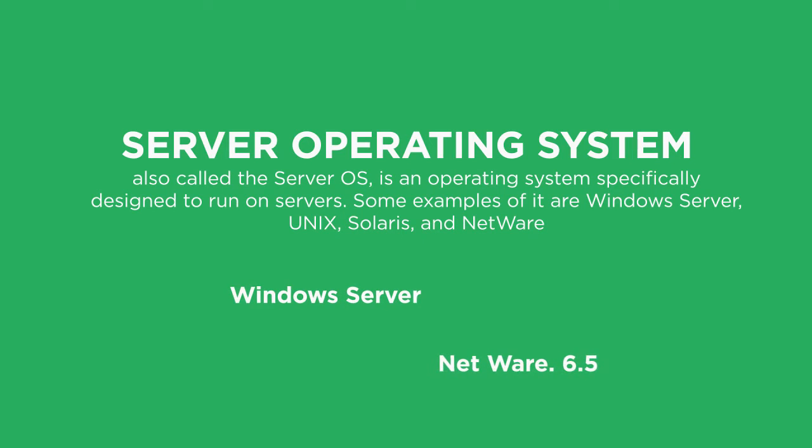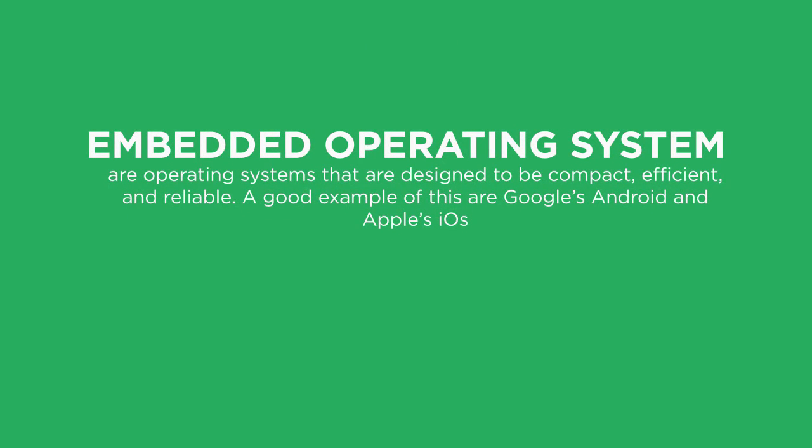Server operating system, also called the server OS, is an operating system specifically designed to run on servers. Some examples of it are Windows Server, Unix, Solaris, and NetWare. Embedded operating systems are operating systems that are designed to be compact, efficient, and reliable. A good example of these are Google's Android and Apple's iOS.